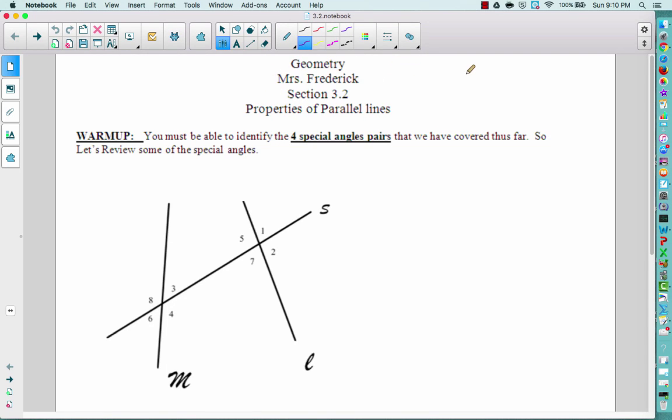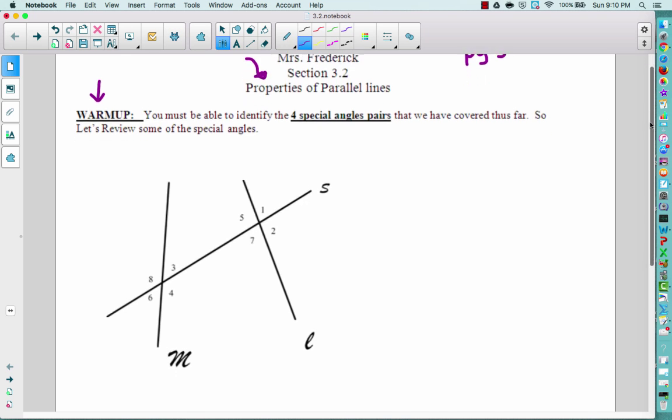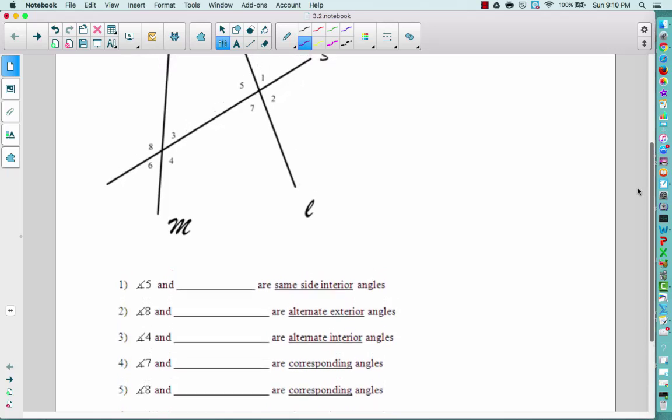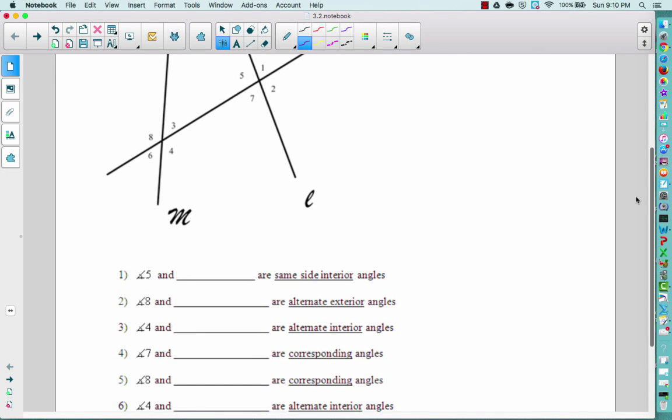Everybody, you should be on page 5 in your note packet today, and we're going to be talking about properties of parallel lines. But let's just do a quick warm-up. You should be able to identify the 4 special pairs of angles that we did in section 3.1. We're going to review them, but what I'd like you to try to do is look at the diagram and see if you can answer numbers 1 through 6.